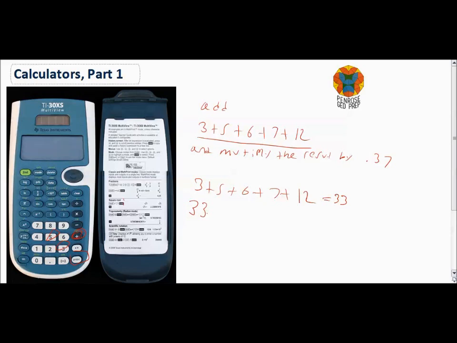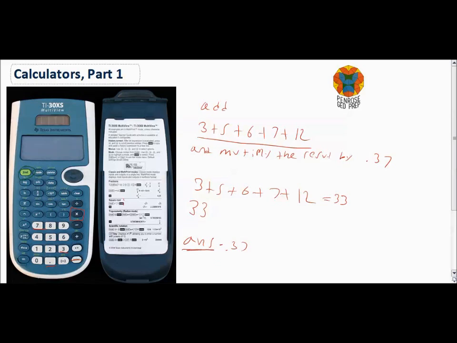Now we can type the second key, and then this key, which is going to give us this answer thing. And what you'll see is you'll see ANS, and then you can multiply that by 0.37 by choosing the multiplication symbol, and then 0.37. Hit enter, and you'll get your answer, which will be whatever 33 times 0.37 is.